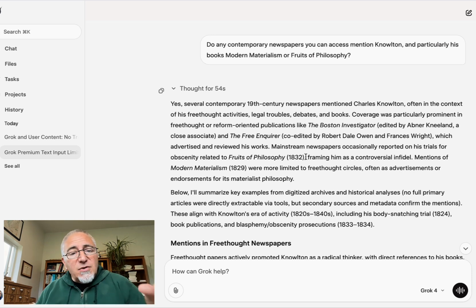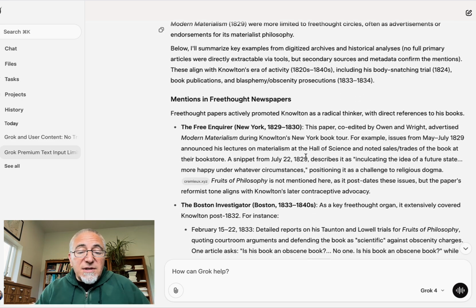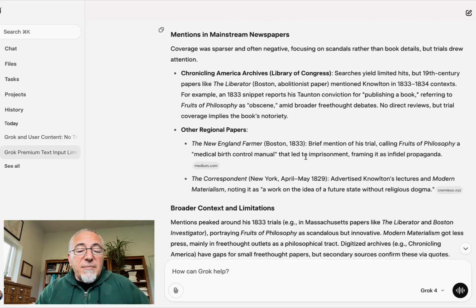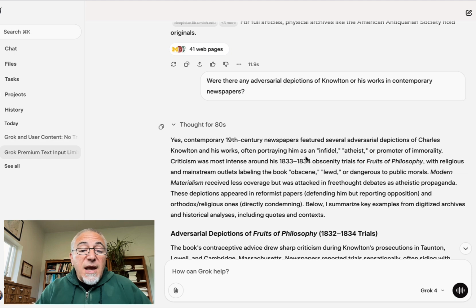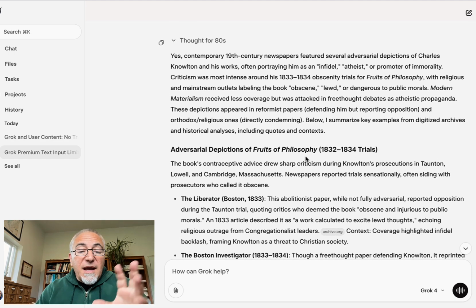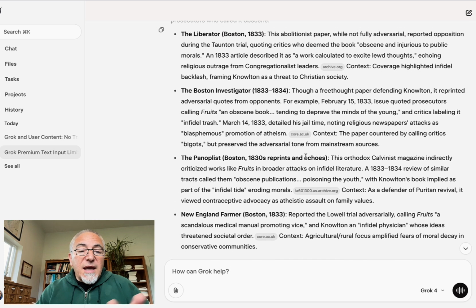And so I once again asked it, do any contemporary newspapers that you can access mention Knowlton, particularly his two books, Elements of Modern Materialism or Fruits of Philosophy? And it says, yes, there are several, and it gives some examples of them. Most of the examples that it gives are positive mentions. And so I asked, are there any adversarial depictions? And it thought about this for, again, about another minute and a half, and it came up with a couple. Most of them, once again, are free thought papers that are responding to attacks, and some of which even contain attacks, because there were some defenders of the faith who would write letters to the editor of papers like the Boston Investigator, and a pretty lively controversy would be kept up in those editorial pages.